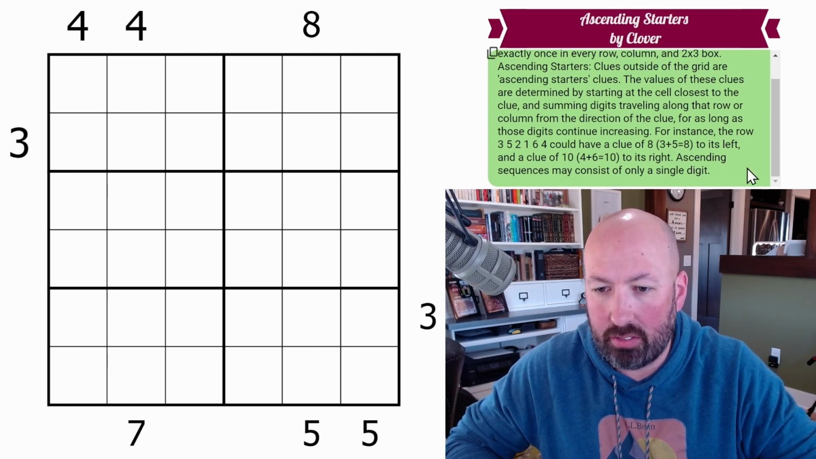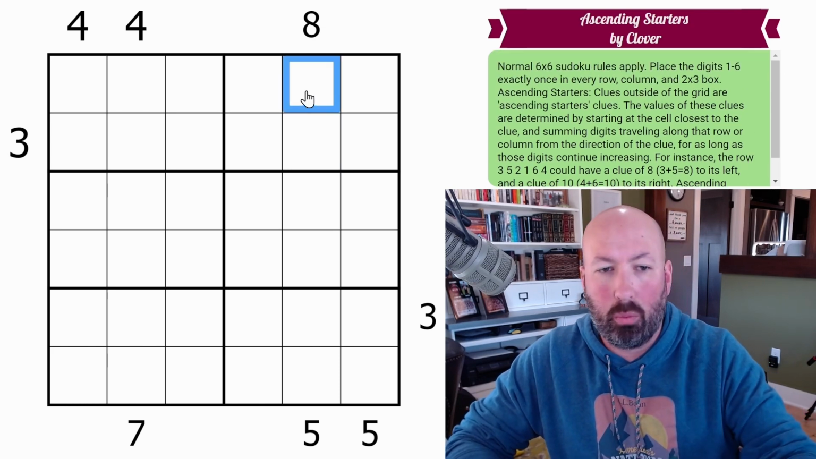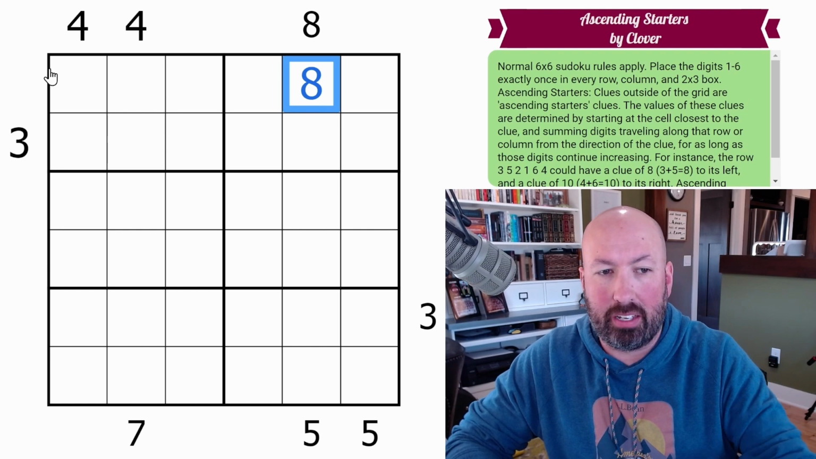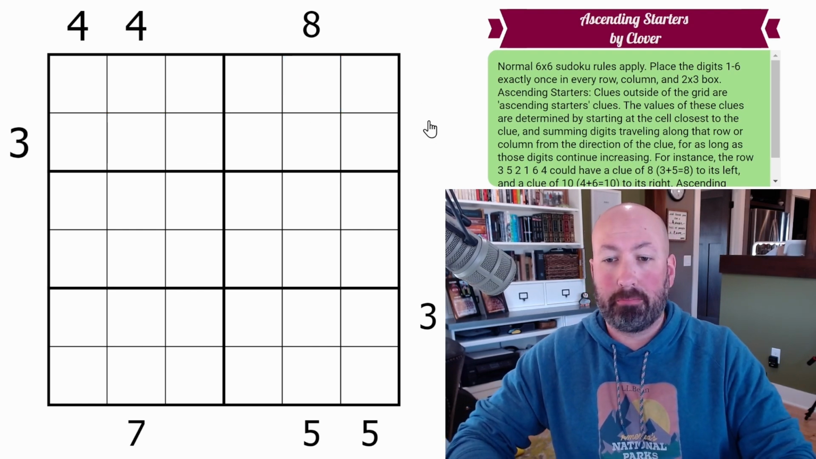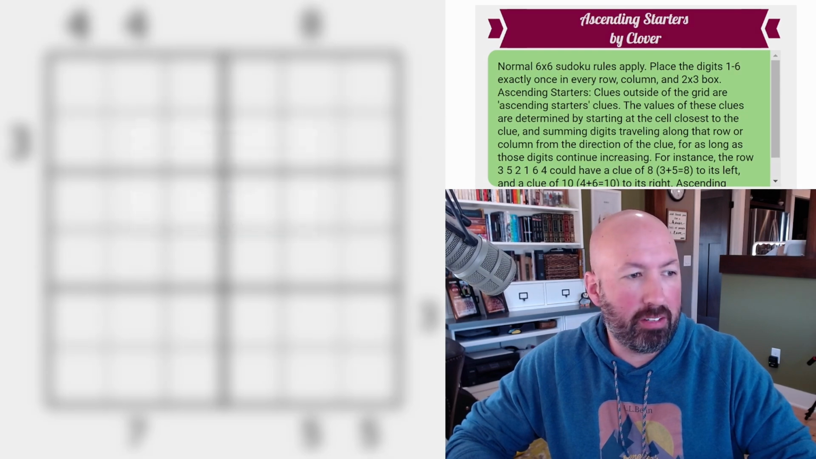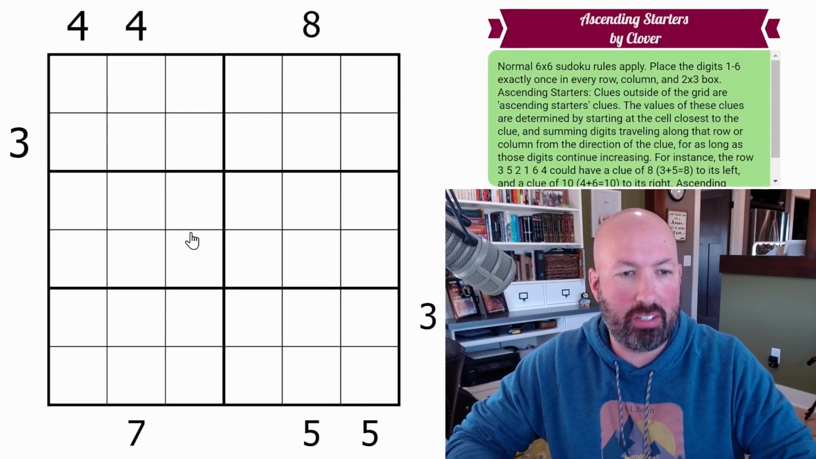Ascending sequences may consist of only... Okay, so you can just have... Well, you can't have an 8 in this grid because it's the digits 1 through 6, but otherwise you could just have an 8 there. Okay, well, I'm going to reset the puzzle, and we're going to get to it and see how this goes.